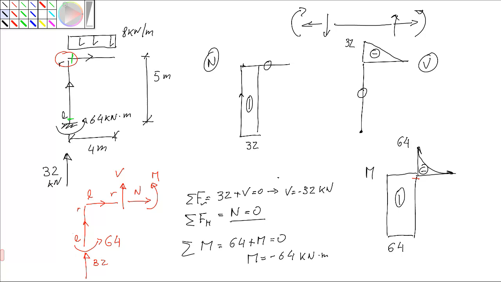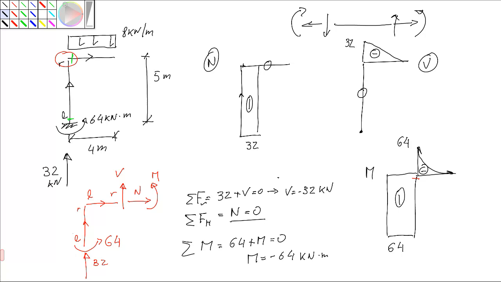The axial force here, based on this, is 0. I have no forces along the bar changing it, so it remains 0. Shear is minus 32, so 32 on the negative side, and then I have a constant distributed force pushing it down. Since the distributed force is constant, it means the shear is linear, and it's worth 8 times 4, 32. It goes down 32, ends in 0.